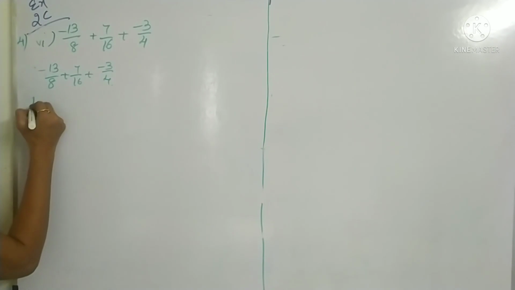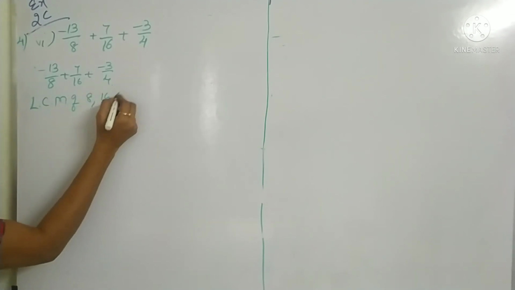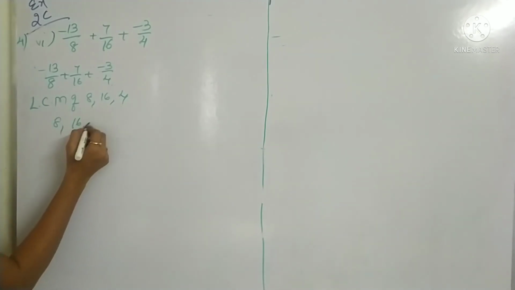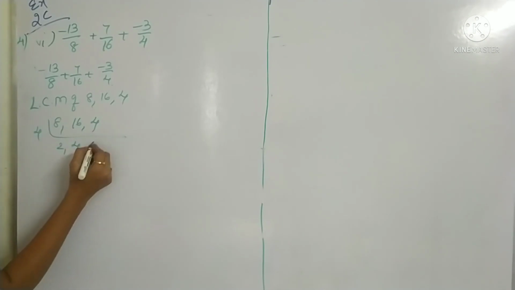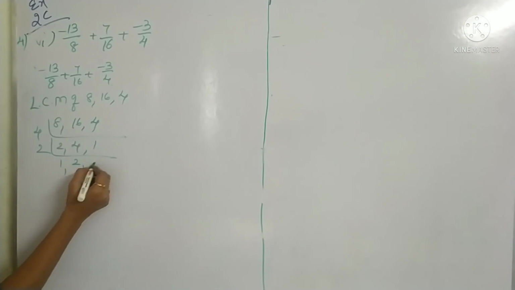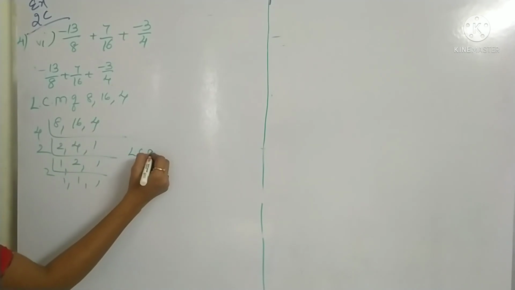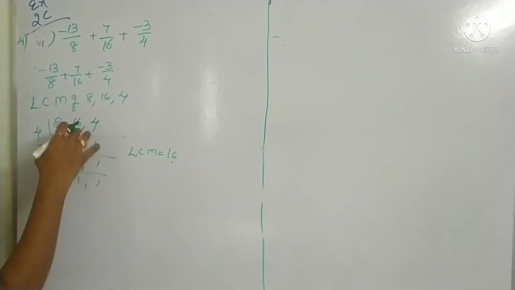Find out the LCM. LCM of 8, 16, 4. What is the LCM here? 16, 4. I will go with 4. 4 twos, 4 fours, 4 ones. Again with 2. 2 one time. 2 two times, 1 time. 4 twos are 8, 8 twos are 16. LCM equals 16. Now convert each and every denominator.